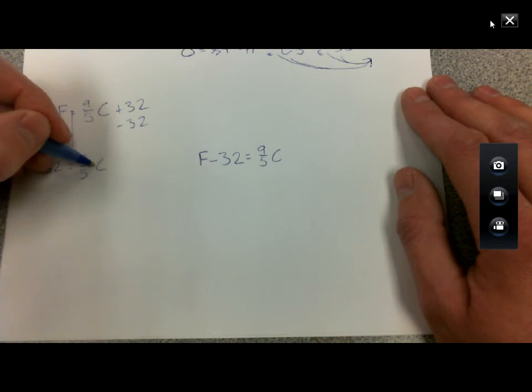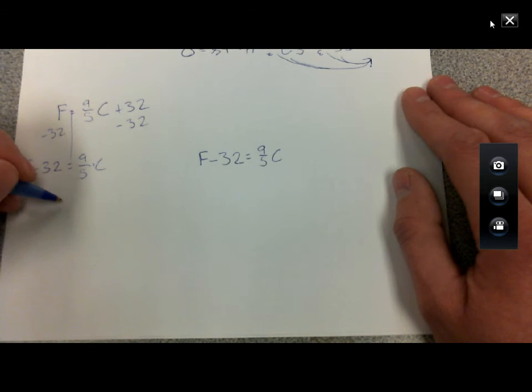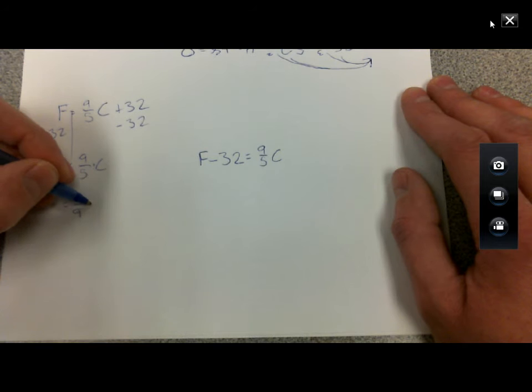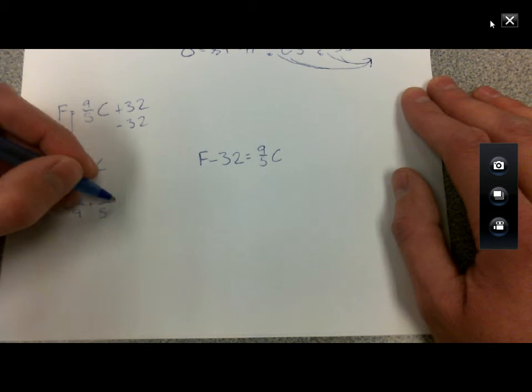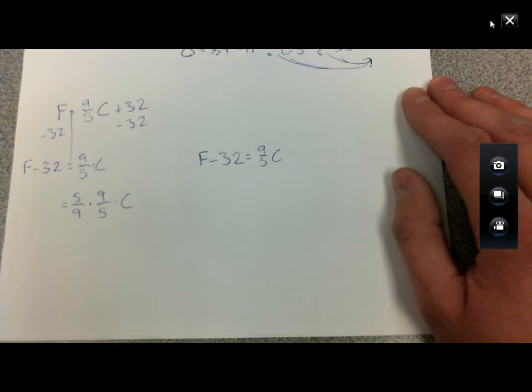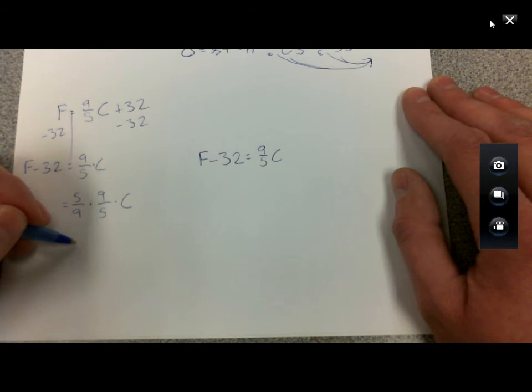If I want to get C by itself, I need to divide both sides by 9/5. Dividing by 9/5 is really the same as multiplying by the reciprocal, where you take the second fraction and you flip it over. 5/9 times 9/5. If you multiply and reduce, you'll get 1, which is kind of the point. I'm going to run out of room here a little bit, so I apologize, but I'm going to write small. So I multiplied the right side of the equal sign here by 5/9 to make this just 1C.